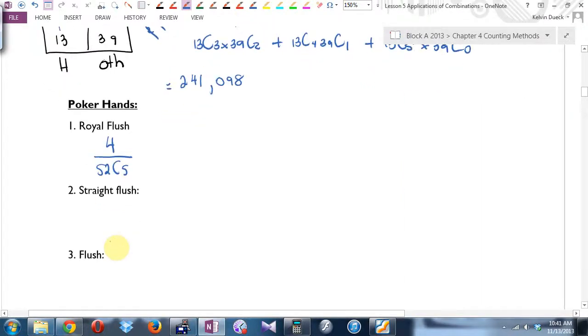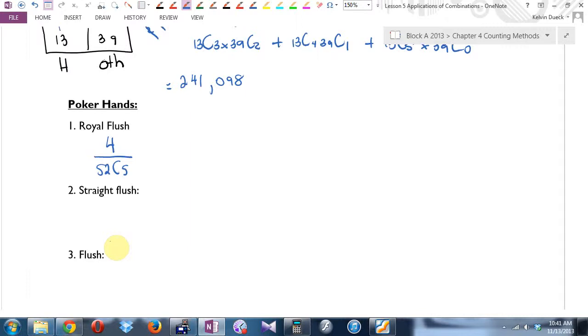How many straight flushes are there? What's a straight flush? 5 in a row. For example, 2, 3, 4, 5, 6 in the same suit. Does the royal flush include the ace? Yeah. So let's start with a 2. You can get a straight flush: 2, 3, 4, 5, 6.